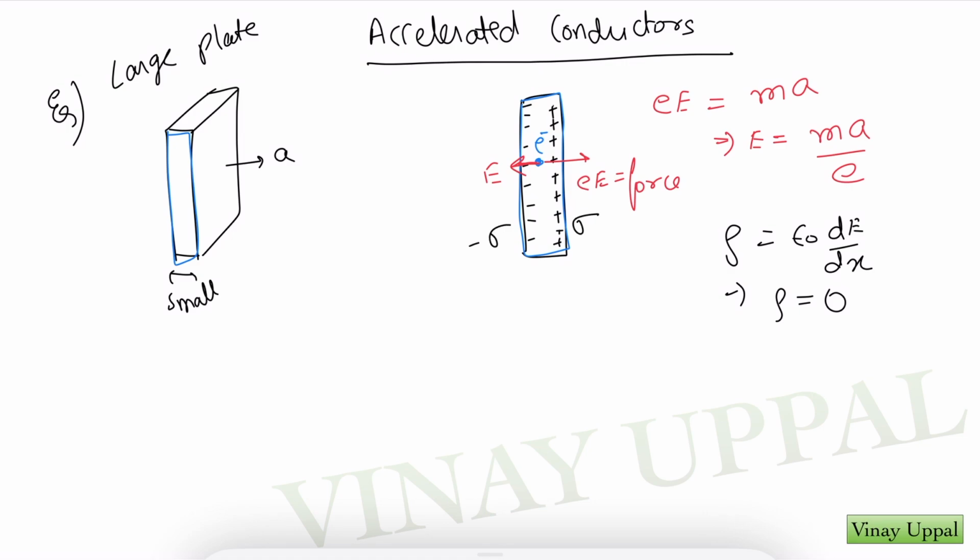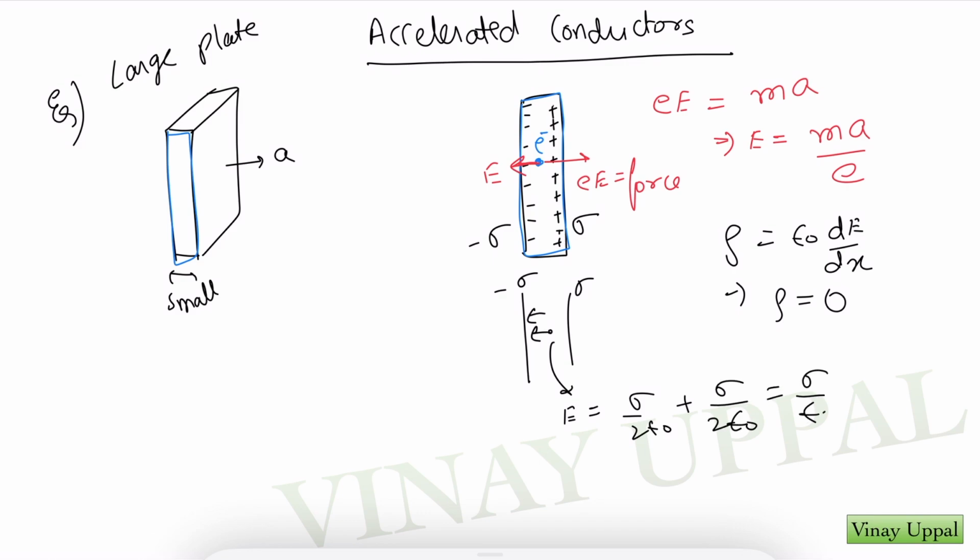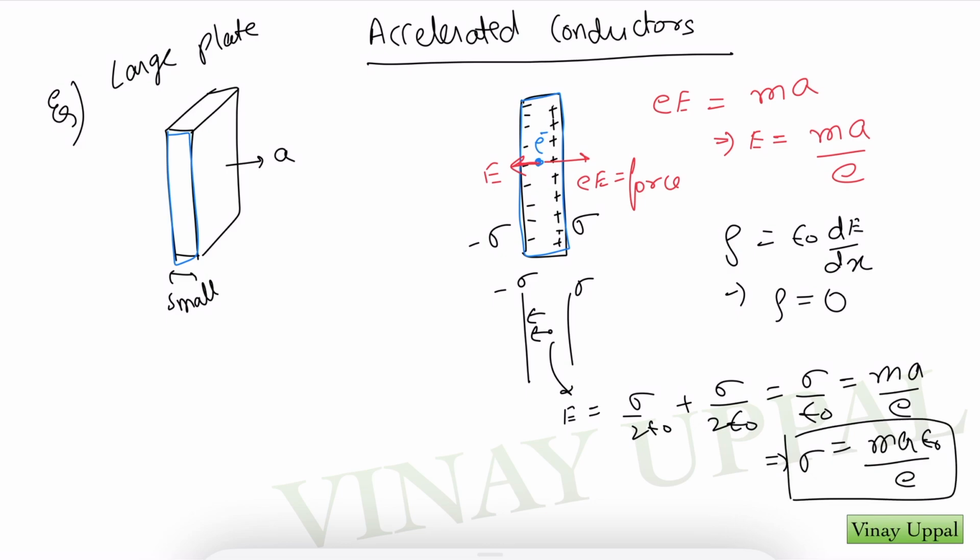So once again, this is simply like two sheets. We know the field between two sheets with sigma and minus sigma. The field here due to sigma will be sigma by 2 epsilon naught to the left, and due to minus sigma will also be sigma by 2 epsilon naught in magnitude, also to the left. And this should be nothing but mA by e, and therefore I'll get sigma as mA epsilon naught by e. So these are the surface charge densities that will be induced on the surface of the plate because of the acceleration.